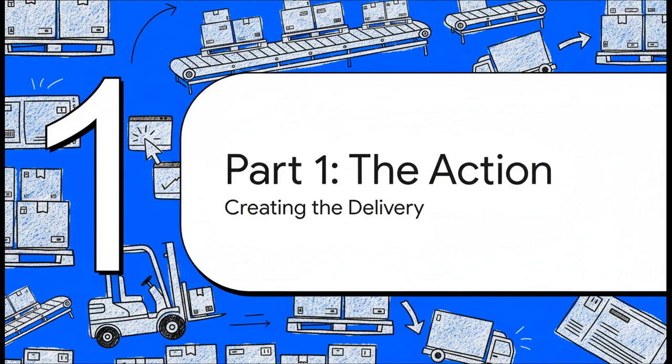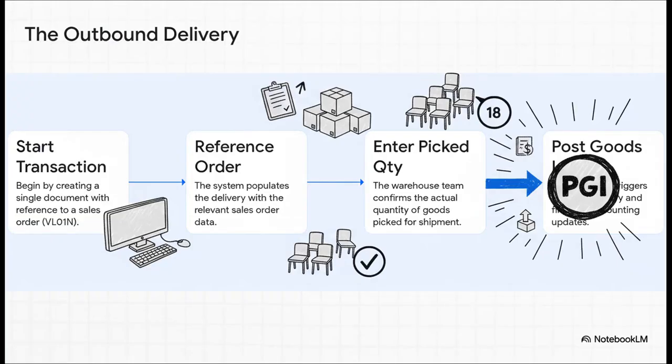All right, let's start where the action happens, on the warehouse floor. We've got a sales order, it's ready to be shipped. So what's the very first thing a user does in the system to get that product moving? Okay, so the whole thing kicks off in a transaction called VL01N. This is where we create what's called an outbound delivery. You just pop in the sales order number, and boom, the system knows exactly what needs to be shipped.